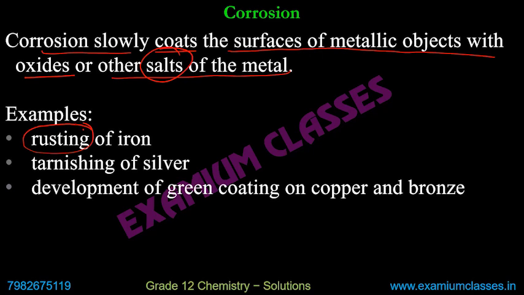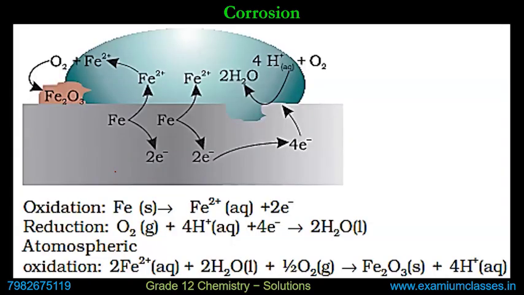We don't use this term for others. For silver, we use the term tarnishing. The general term is corrosion. All are corrosions. Iron is called rusting, in case of silver, tarnishing. This is something you can understand with the reactions, and if you can understand just the reactions, that is sufficient. Oxidation and reduction we need to understand.